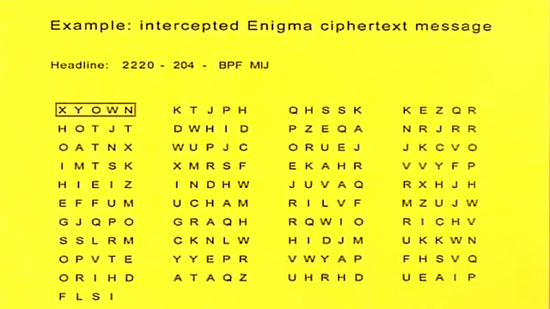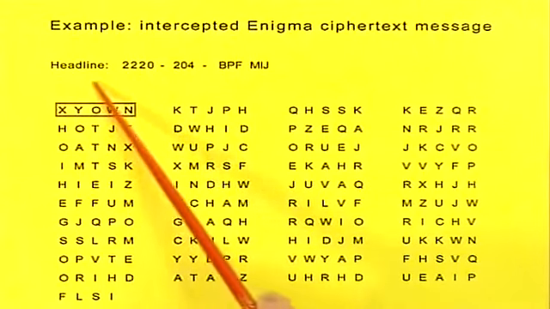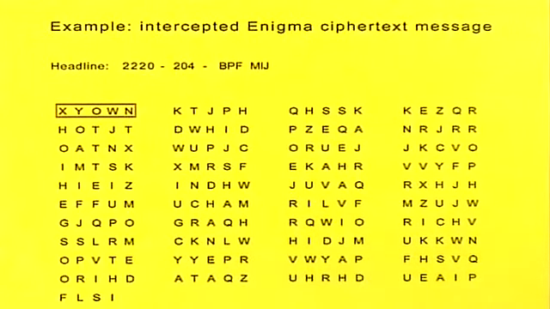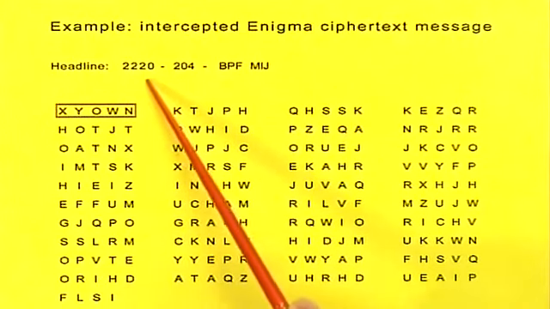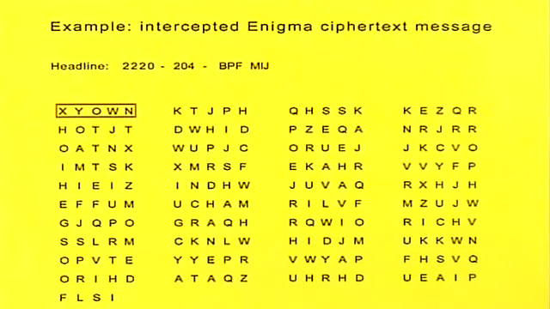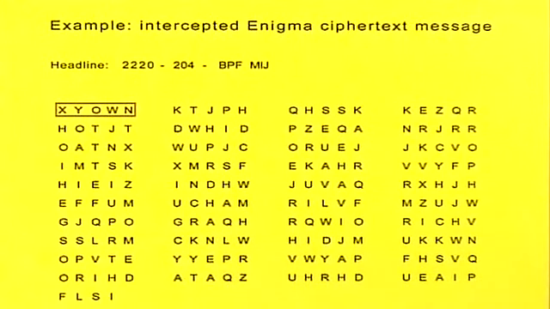First, the header appears here. The first 4 numbers represent the time of the message sent. The second group of numbers represent the number of letters in the message. In this case, that's 204 letters.